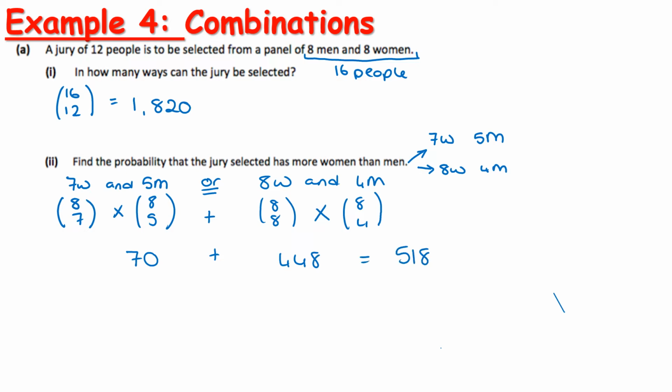So what is the probability of that? So the probability of that happening is 518 all over 1,820, and that simplifies down to 37 over 130.